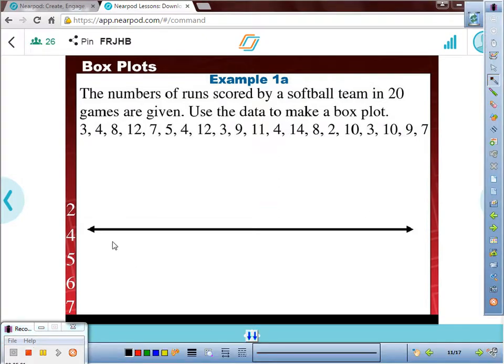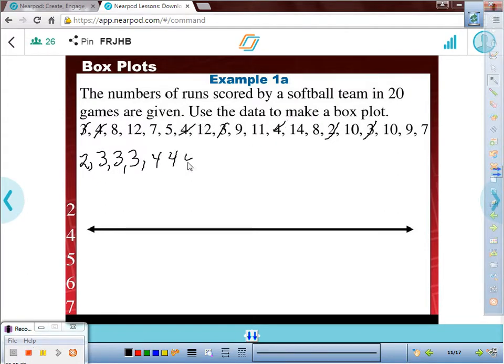Therefore, everyone, what is my first step once we are given a set of data? From least to greatest. So I'm going to start with the least, which is 2. So I'm going to write it here, 2. From there, we have 3. How many 3s? 1, 2, 3. Okay, 3, 3, 3. How many 4s? 1, 2, 3 4s. And then 5, only 1. From there, we got 7. 1, 2.